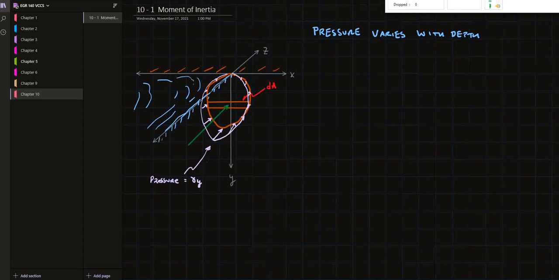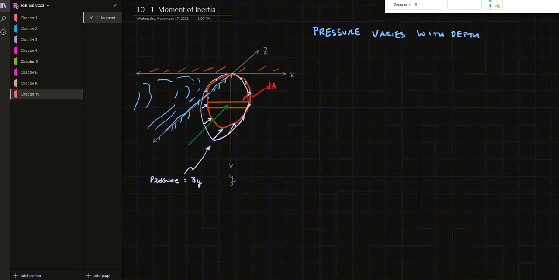Okay, in chapter 10, we're going to talk about moment of inertia, which is a property of materials that we're not really going to use in statics, but we want to learn about it so that you can use it later on in other classes. So let's try to develop this a little bit.